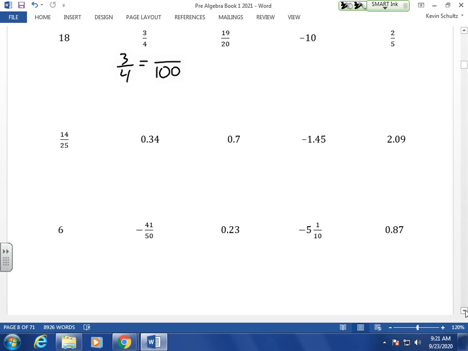How do we get from 4 to 100? What's the scale factor? What do we multiply 4 by to get to 100? 25. Okay, times 25. Times 25 here. And we get 75 over 100, or 75 hundredths. And what is the decimal 75 hundredths?